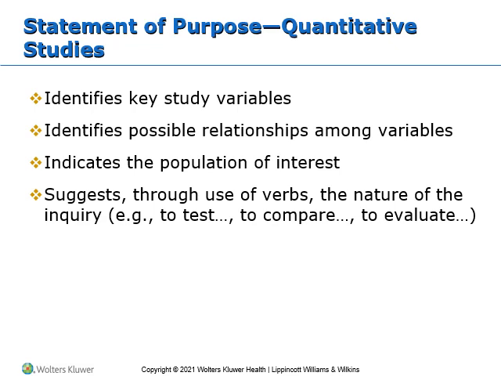It also, in a quantitative study, is going to talk about your key study variables. You also can talk about possible relationships among variables, although that is not necessarily something you need to do, and we're going to talk about directional versus non-directional hypotheses. Indicating the population of interest.